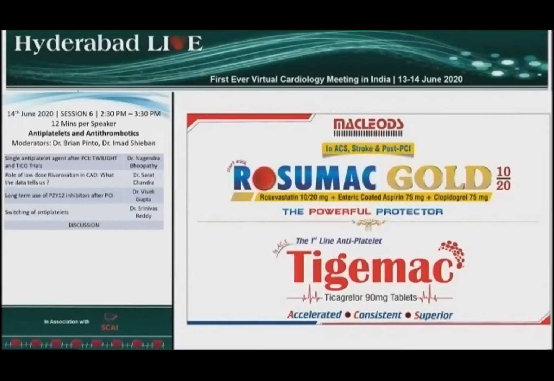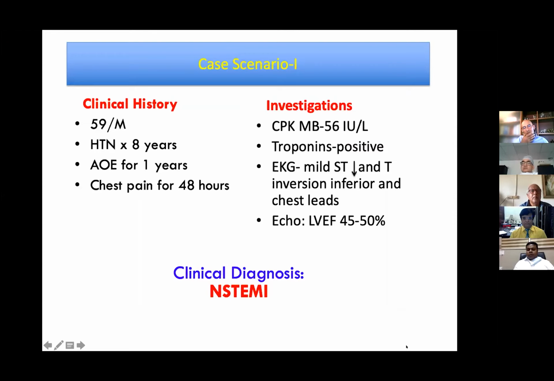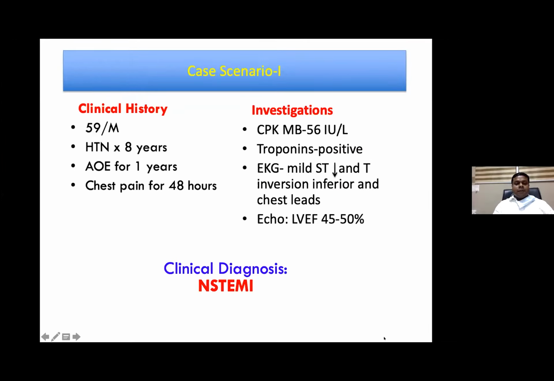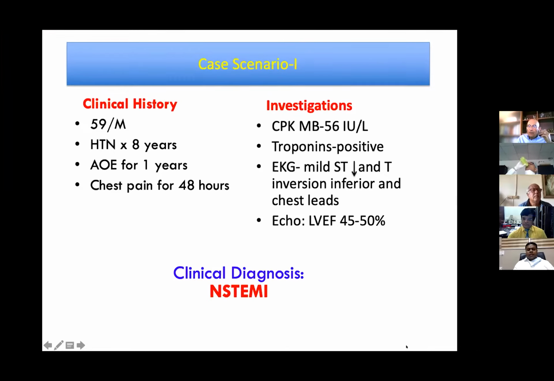So now let's look at a clinical scenario. It's a 59-year-old male patient who is hypertensive and has had angina for the last 1 year, and he had acute chest pain for 48 hours. You can see the ECG. There was mild ST depression in the inferior chest leads, and troponin is positive.